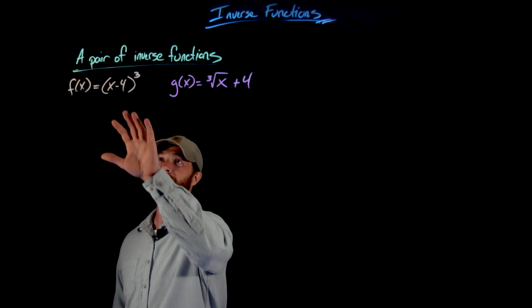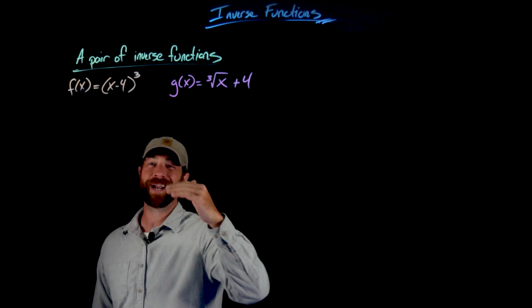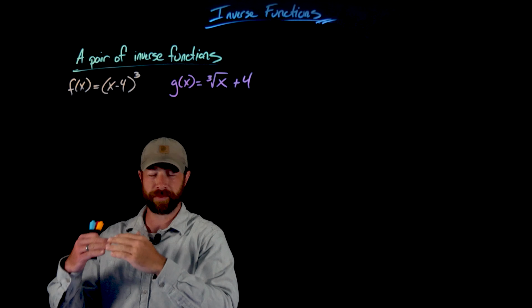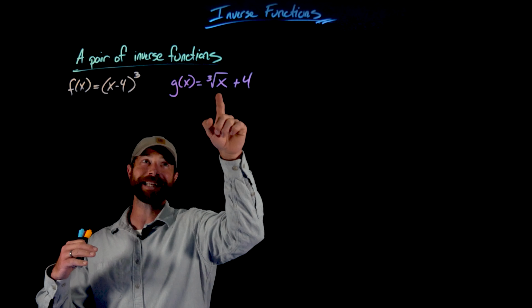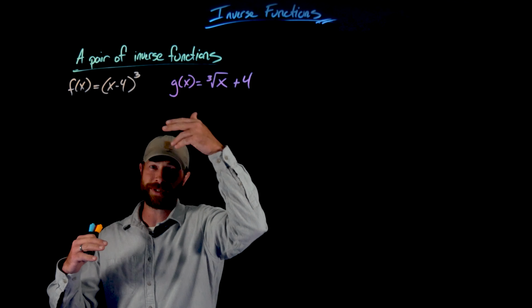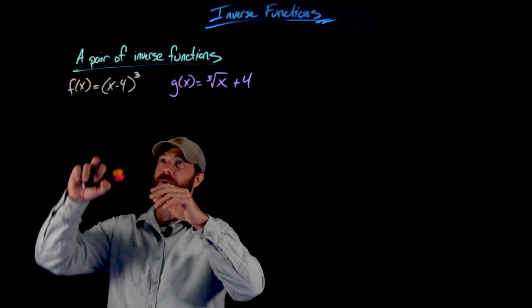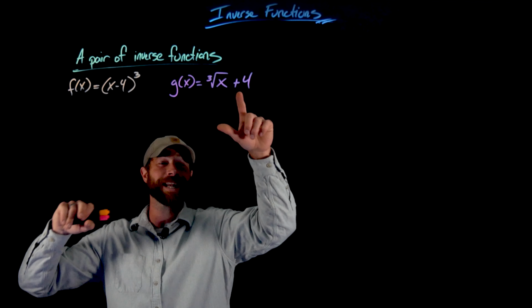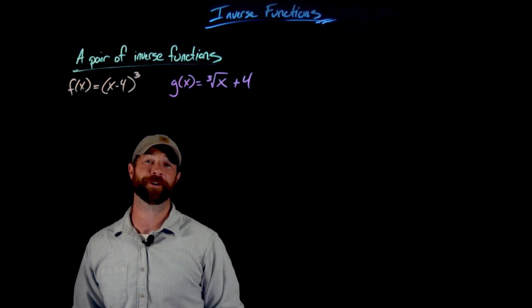To show you here, f of x takes x, subtracts 4, and then cubes it. So we're subtracting 4 and then cubing. What g of x does is it takes the independent variable and cube roots it, which is the inverse of cubing, and then adds 4. So in the opposite order: subtracting 4 first, adding 4 last, cubing last, cube rooting first.